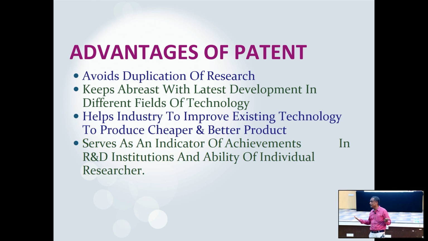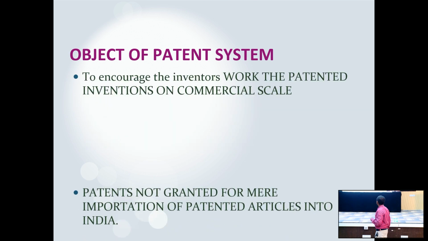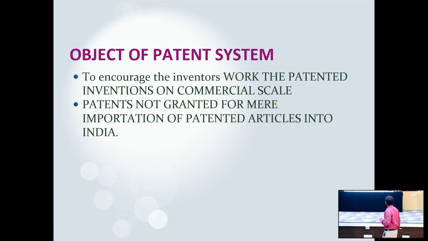Once you get a patent, some people do the manufacturing on their own. Or if you feel it's not possible for you to do the manufacturing work, you can very well submit your patent to another company and they give royalty to you. That procedure also you can follow, and it serves as an indicator of achievement of an R&D institution and the ability of the individual researcher. So encourage inventors to work the patented inventions on a commercial scale. Keep commercial scale in mind.